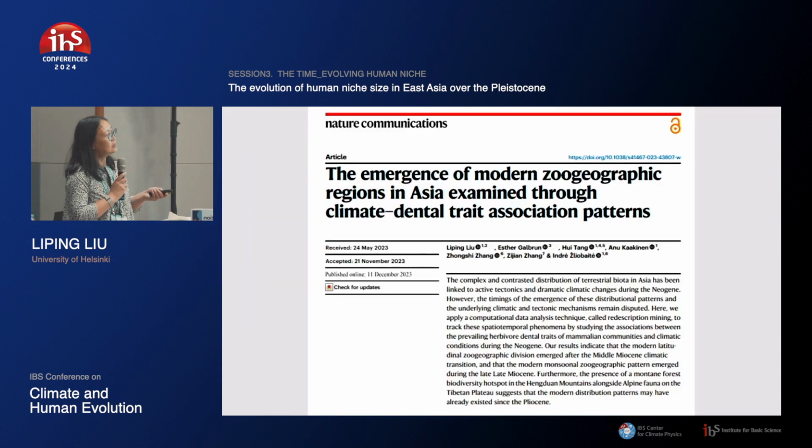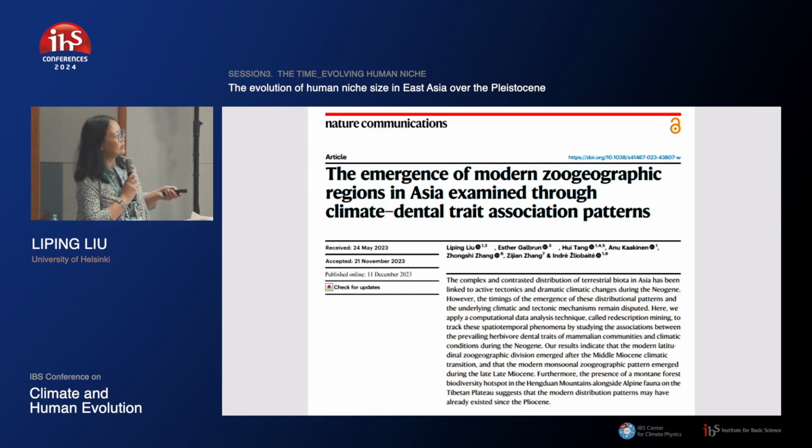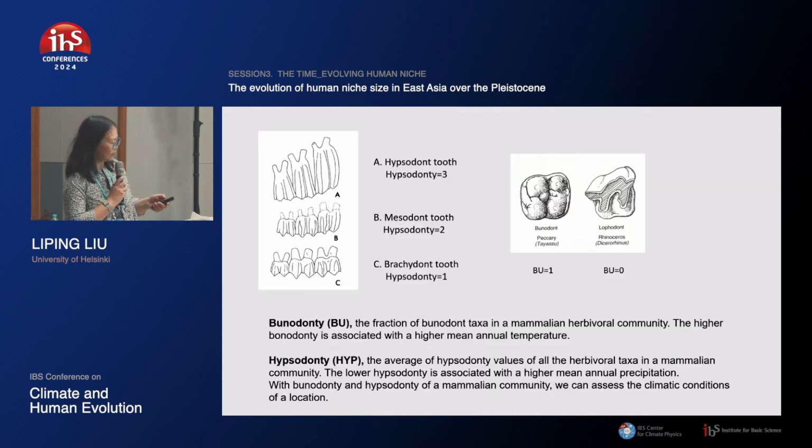And this last year's paper deals with the Neogene, so I won't go into detail. But from this work, we found two dental ecometrics that are very prominent in correlating to the climate. One is the hypsodonty we already use for many studies, and the other is called bunodonty. It means that the tooth cusps are still round and separated, so they have not become lophodont.